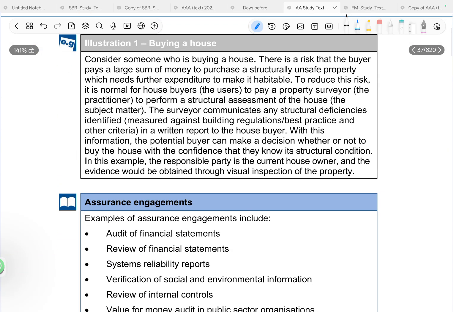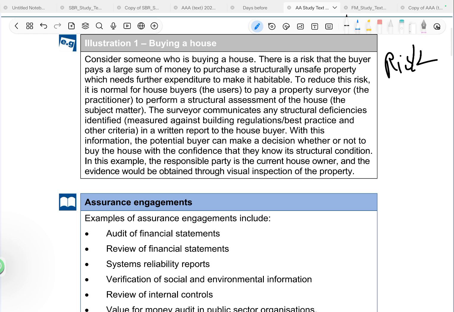Now, let's understand assurance with a very simple real life example. Imagine someone is buying a house. When you buy a house, you usually have to pay a very large amount of money, but there's always a risk. What if the house has serious structural problems? What if the building is unsafe or needs expensive repairs to make it livable? If the buyer doesn't check properly, they might end up spending a lot more money later. So, how do buyers reduce this risk? Usually, they hire a property surveyor.